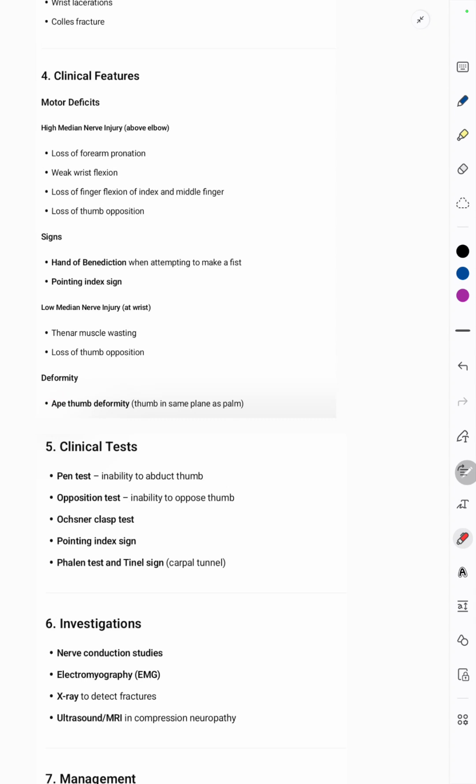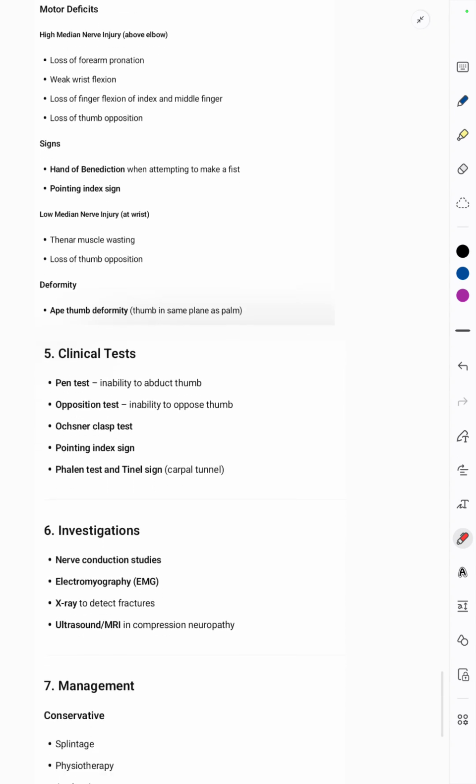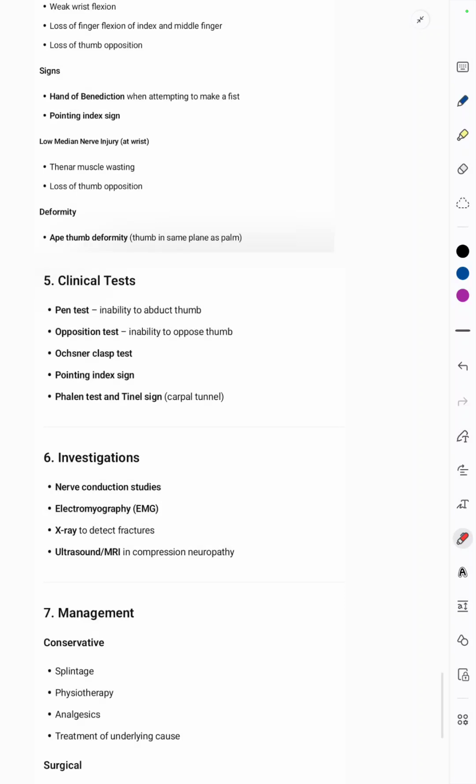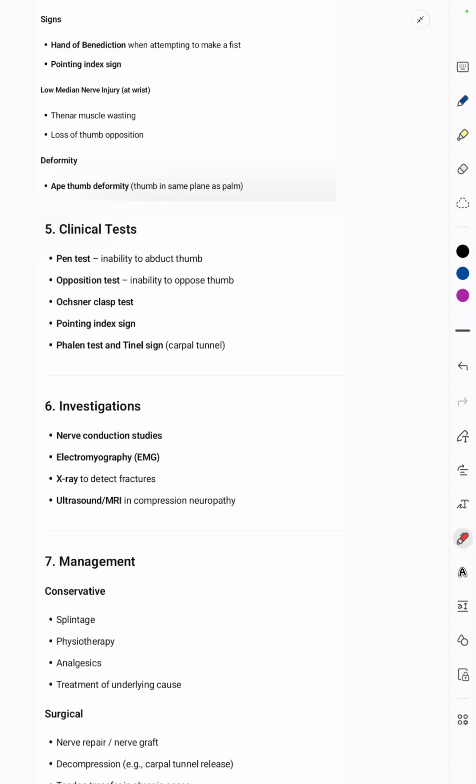So the deformity is called the ape thumb deformity. The clinical tests used to elicit this is the pen test. The patient is unable to abduct the thumb. We keep a pen and ask the patient to touch the tip of the pen, and that is not possible. Then the opposition test is not possible. So that leads to ape thumb deformity. Ochsner clasp test, pointing index sign, benediction sign, and Phalen's test are used, and Tinel sign in case of carpal tunnel syndrome. Phalen's test is like the reverse namaskara position, and Tinel sign is a tingling sensation in the thumb and index finger when tapped on the injured nerve.